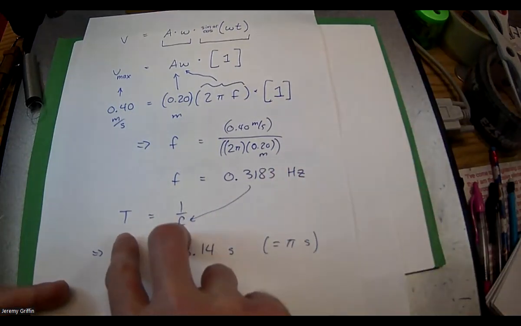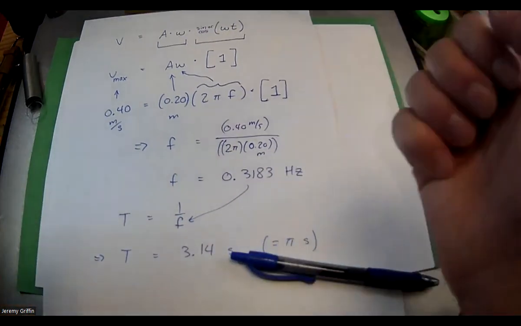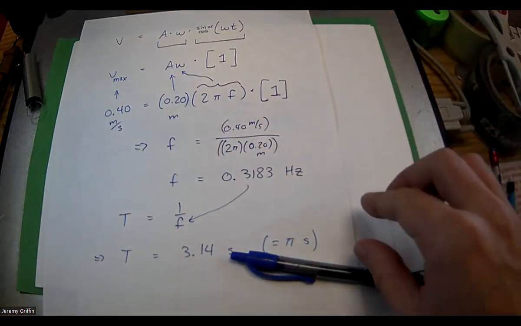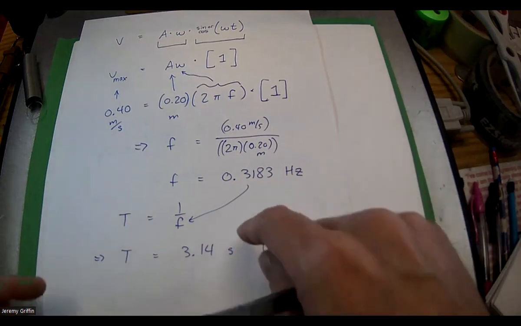You guys remember time period and frequency are reciprocals of each other, right? Like if you hear tick tick tick tick tick tick tick tick, that's about 4 beats per second, 4 hertz, and the time period between beats would be a fourth of a second. You guys know that.